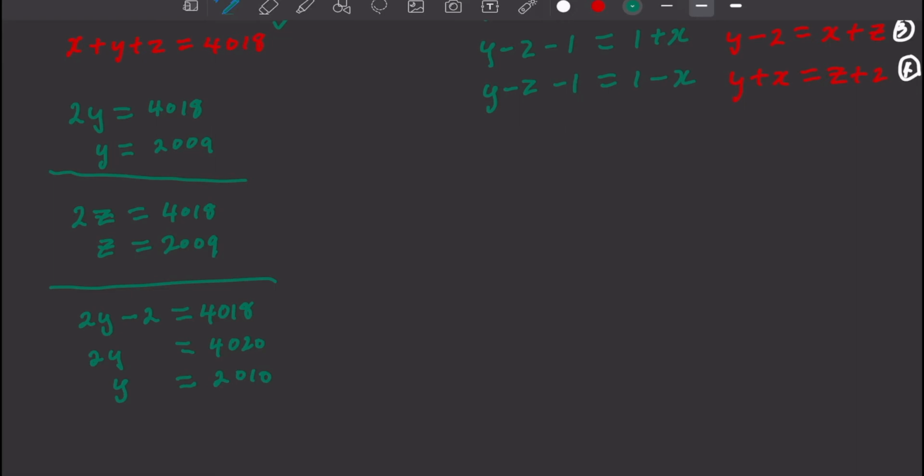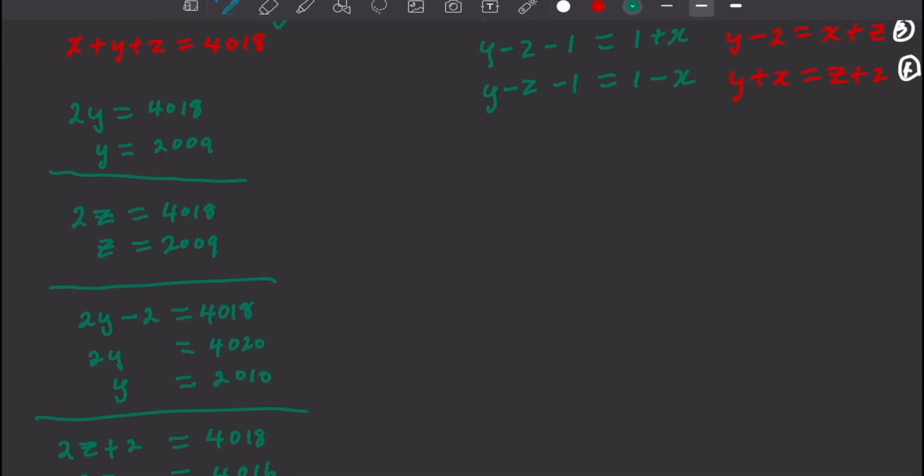So we've got that y plus x equal to z plus 2. So that gives us that 2z plus 2 is equal to 4018. So therefore 2z, if we subtract 2 from both sides, gives us 4016. So z is equal to 2008.